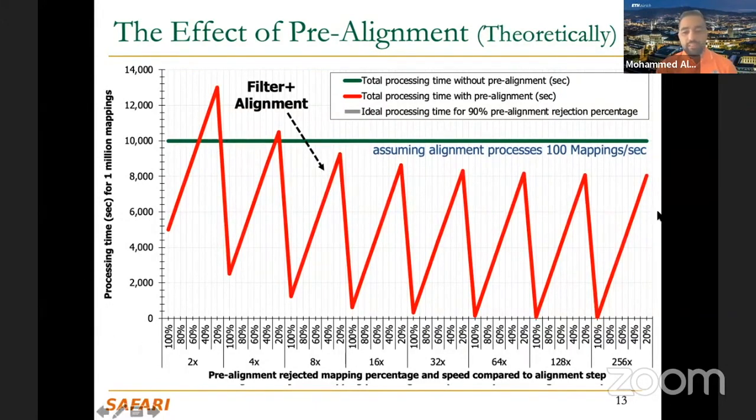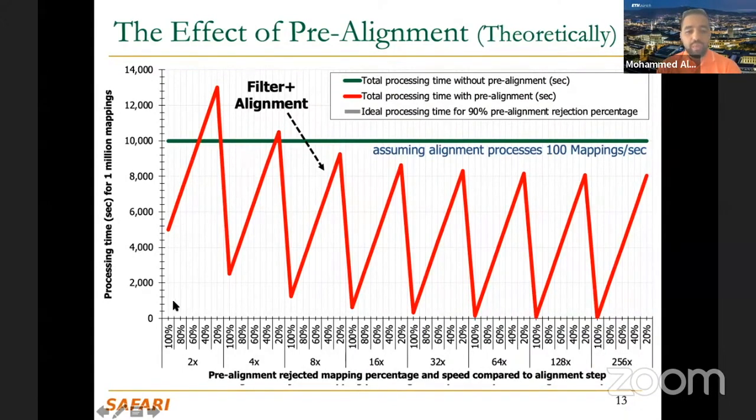What does it say? Focus at this point, for example. If the filter rejects everything, so 1 million pairs get rejected, what does that mean? It means we have zero time for the alignment because there is nothing coming out of the filter. The only time we calculate here is the filtering, because the only thing operating is the filter. And the filter is 2x faster than the alignment. So that's why the runtime here is around 5,000 seconds, which is half of the alignment.